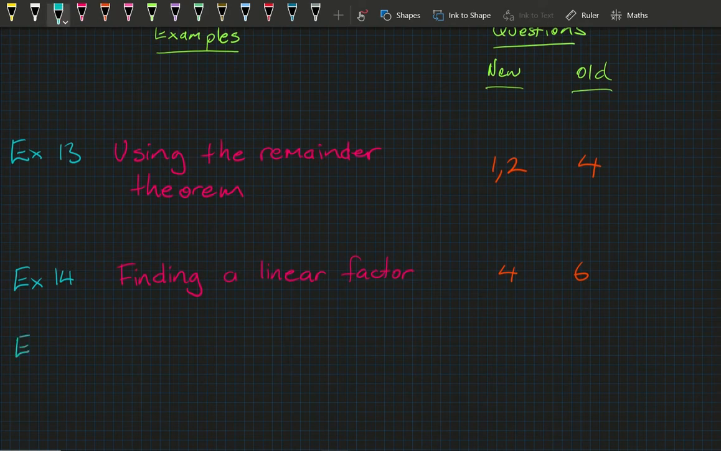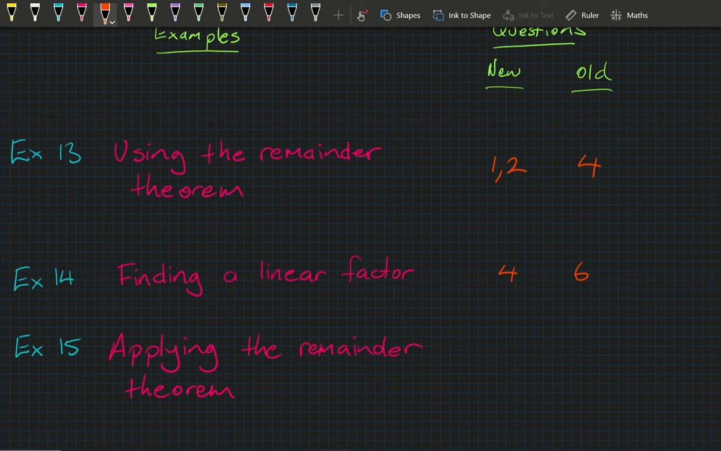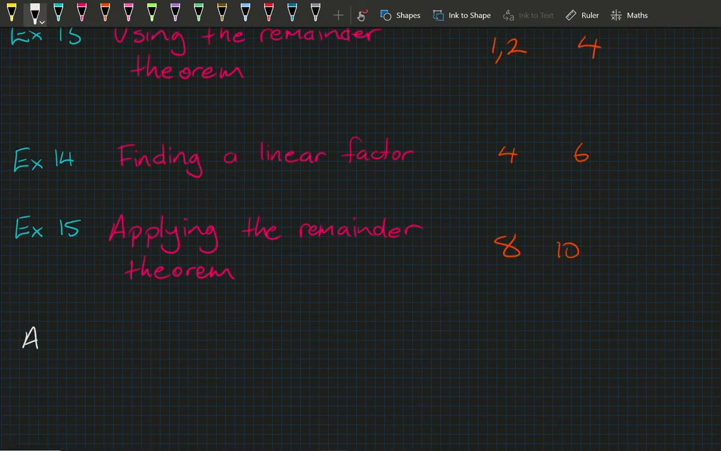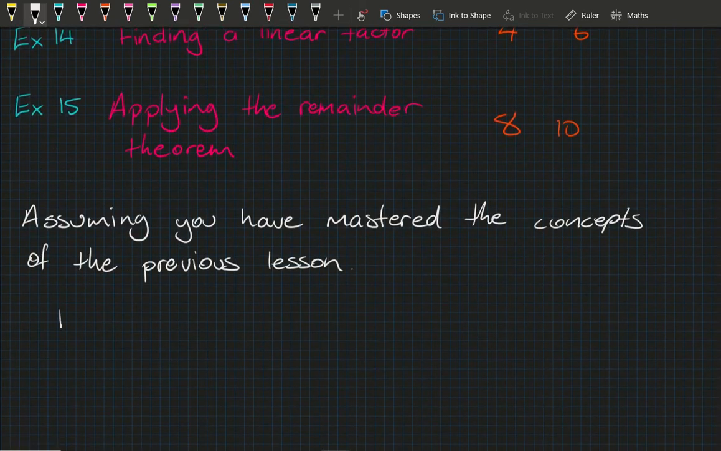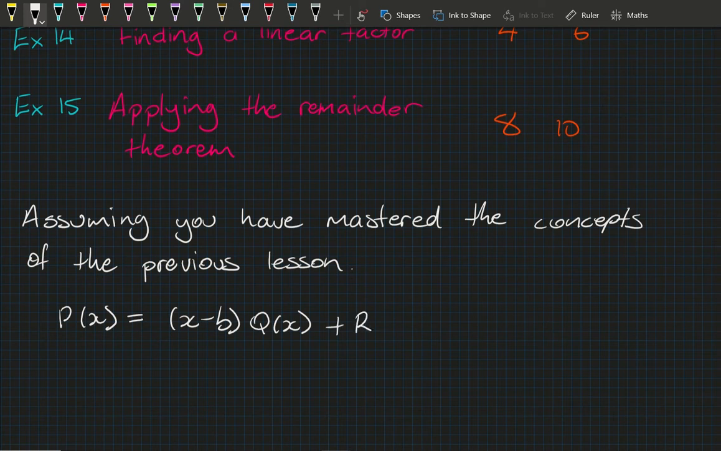And finally, we'll do example 15, applying the remainder theorem. Your pre-learning for this example will be question 8 in the new book and question 10 in the old book. In this lesson, we're assuming that you've mastered the concepts of the previous lesson, in particular the concept of expressing a polynomial as a linear factor times a quotient plus a remainder. We'll see you in the introduction.